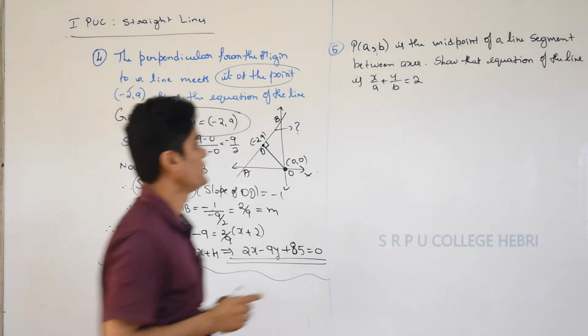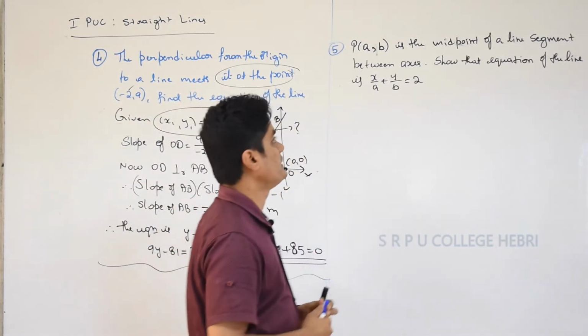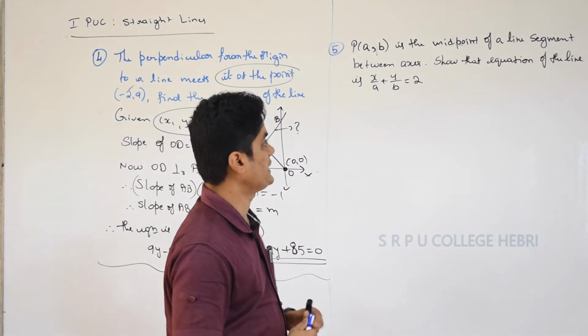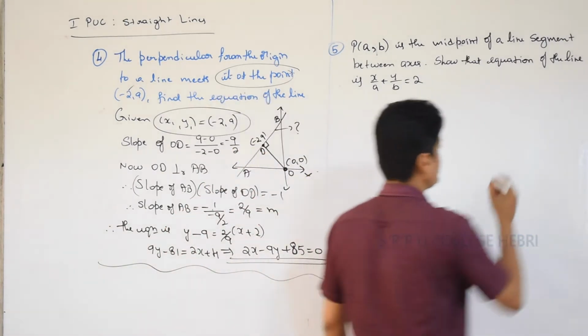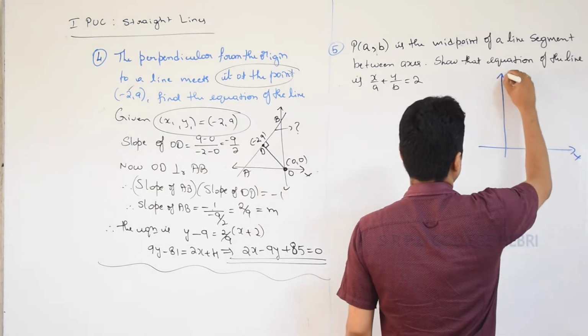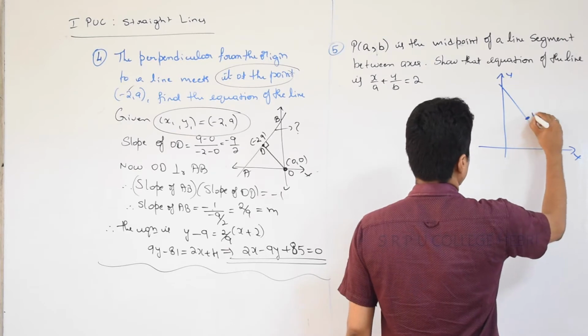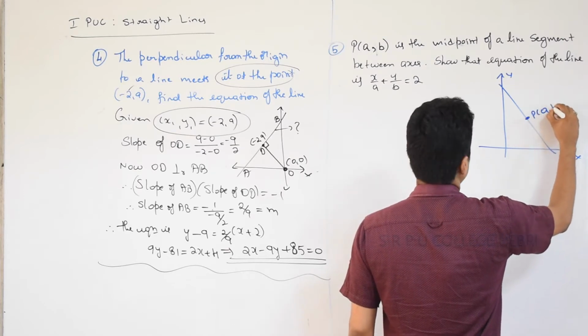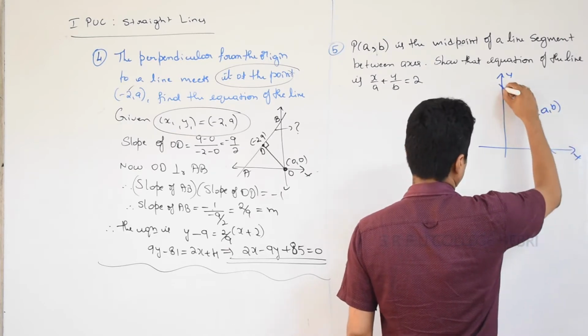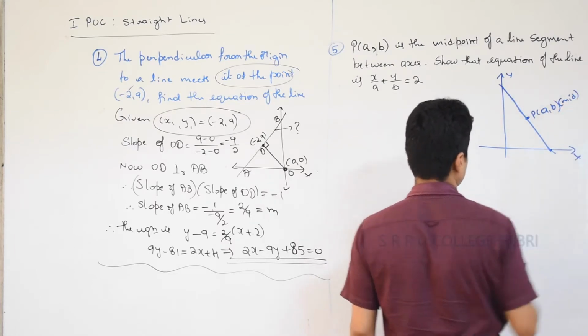Next question. If P of a, b is the midpoint of a line segment between the axes, show that the equation of the line is. Okay, this is also an important question, an easy one. Observe, I take the x-axis and y-axis. It definitely bisects. P of a, b will be the midpoint of the line joining these 2 points. This is the midpoint, as given in the question.